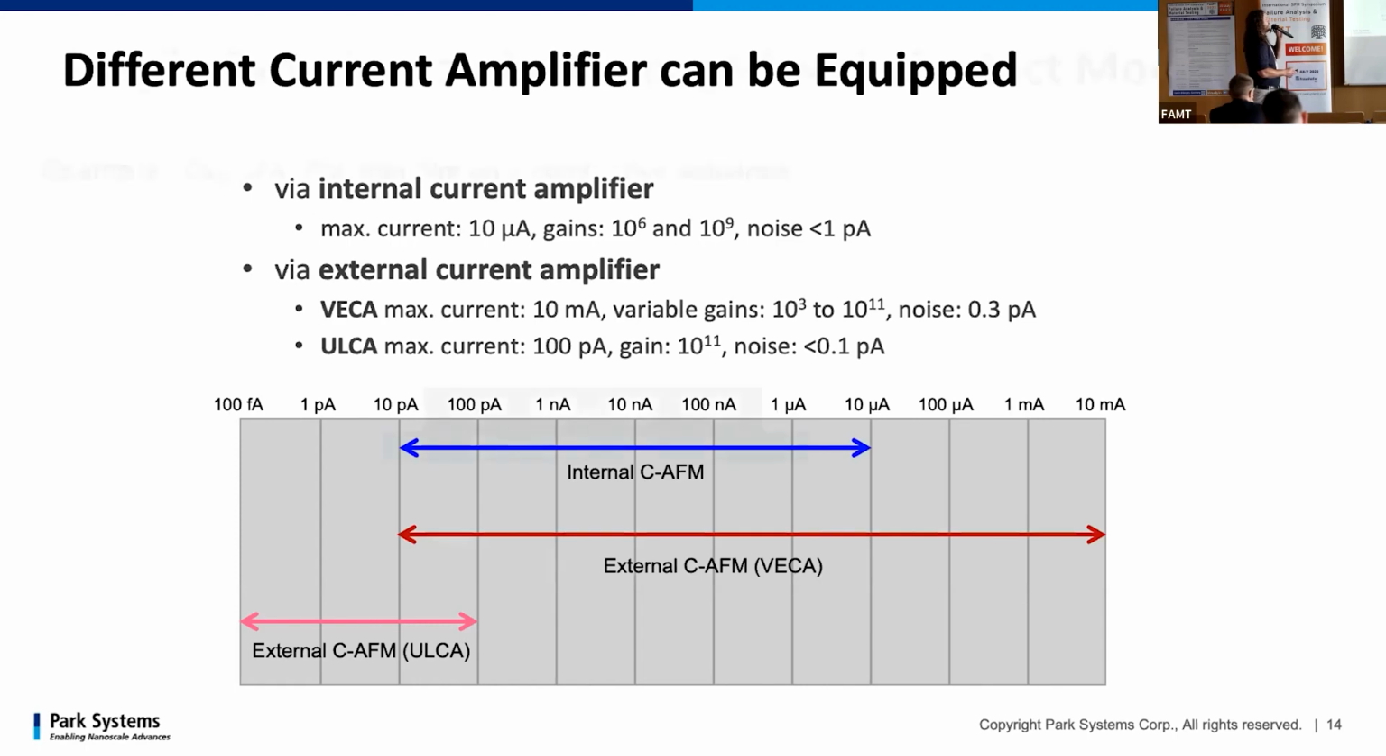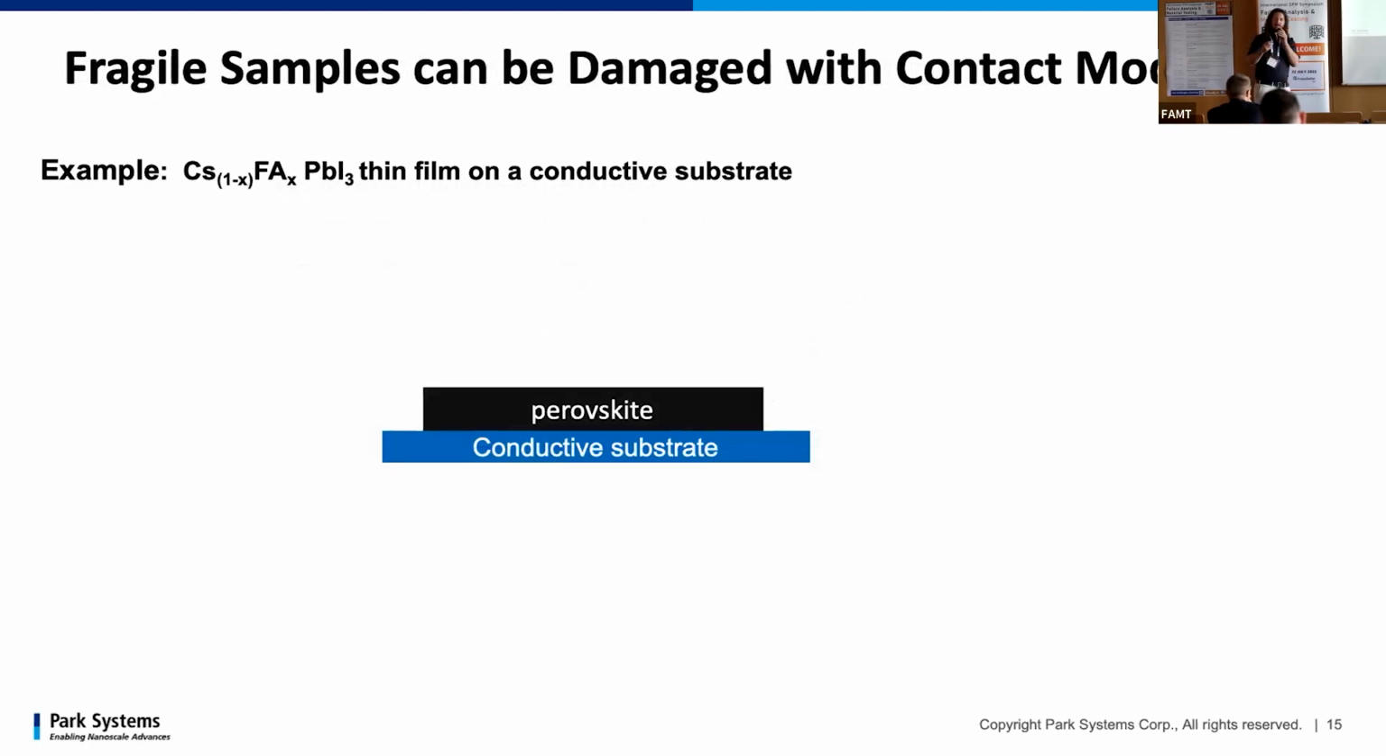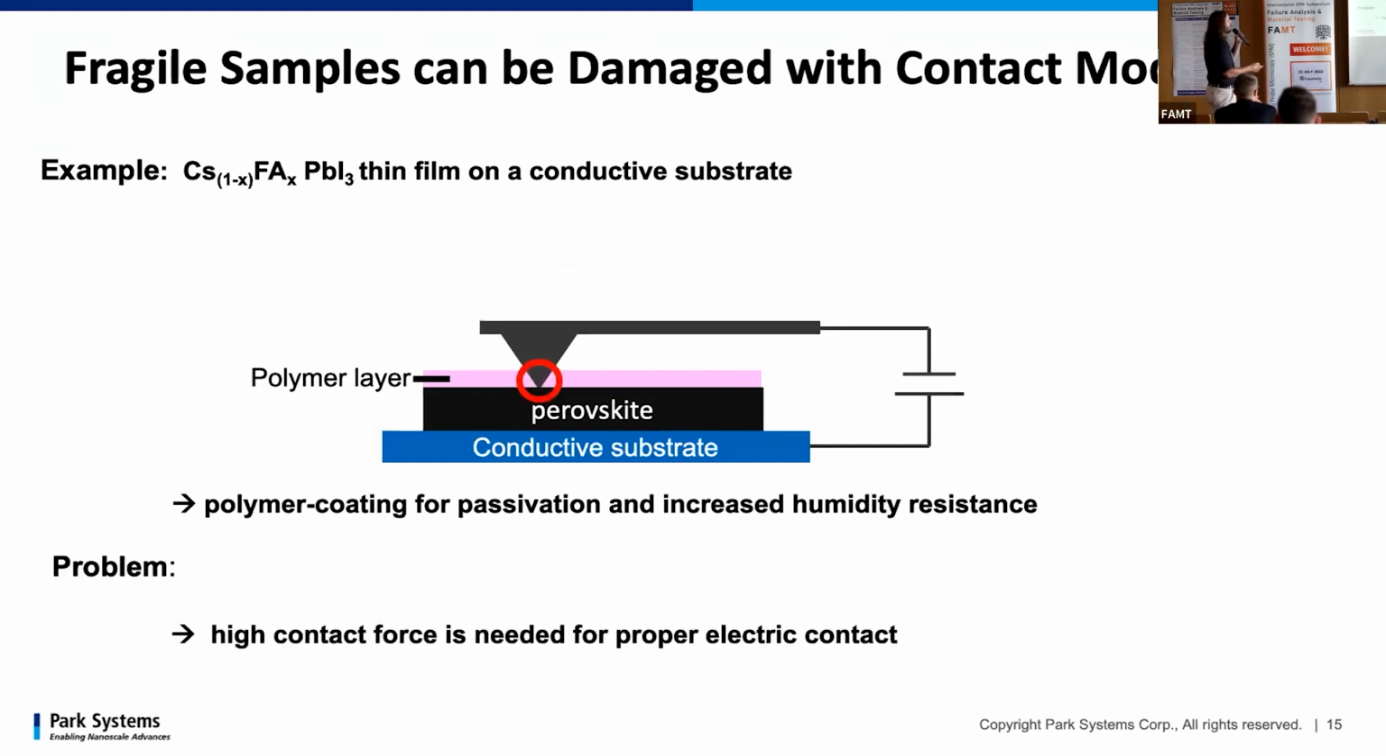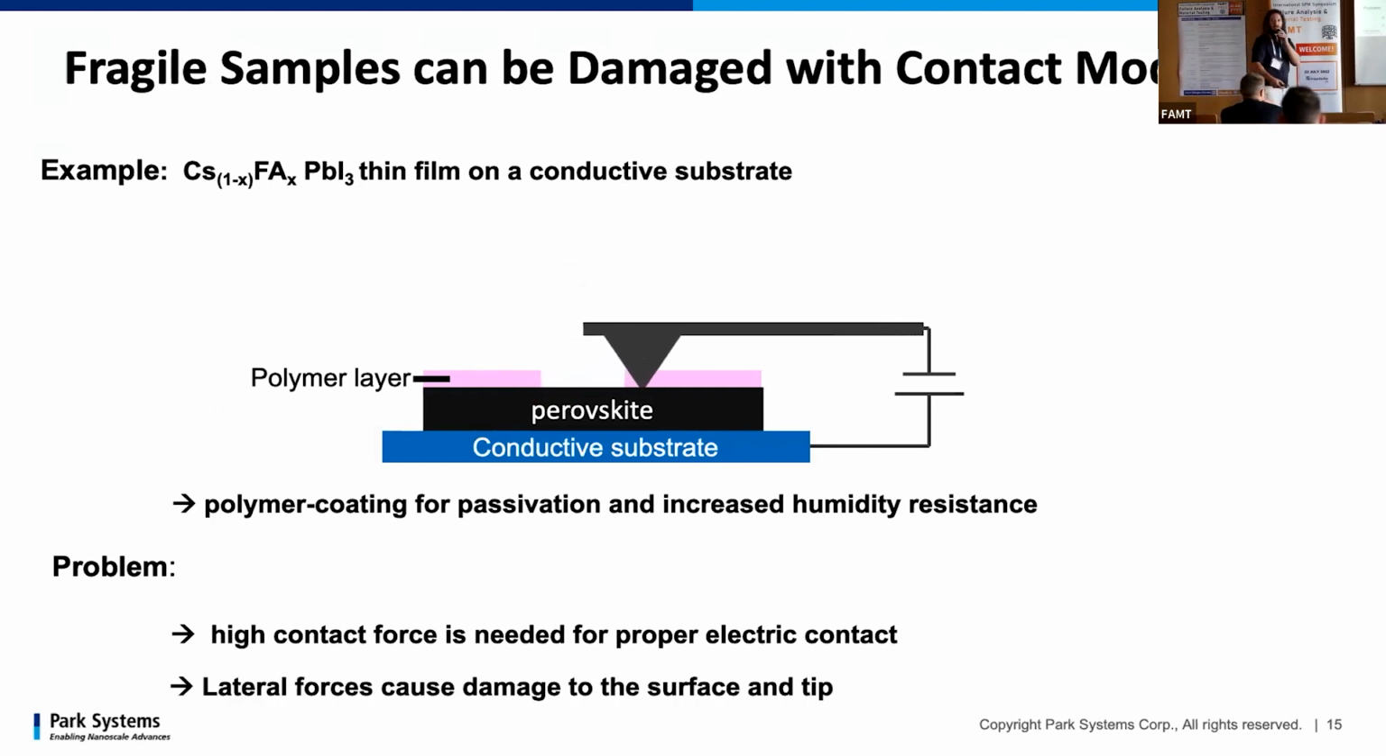This is all nice and dandy. However, when we want to image very fragile samples in contact mode, this can sometimes cause problems. For example, this is a perovskite film that was additionally coated with a polymer for preservation and humidity resistance, since these layers are quite sensitive to ambient conditions. However, in order to measure any meaningful current, we need to apply very high pressure to penetrate this insulating polymer layer and get to the perovskite layer. When we measure this in simple contact mode, we would simply drag away the polymer and smear out our signal and destroy our sample, and in the worst case scenario, also destroy our cantilever.